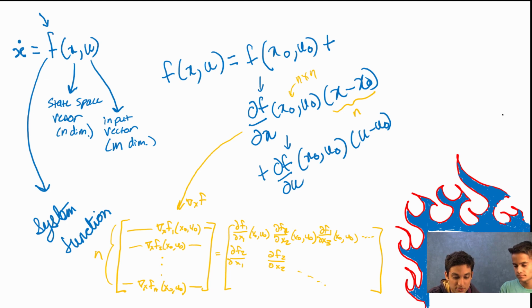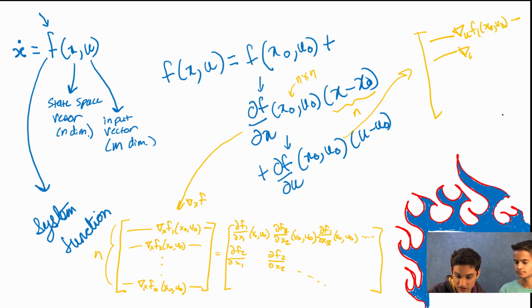We construct a Jacobian with respect to u in a similar way. So this would be, to use Savant's notation, the gradient with respect to u of f1 at x0, u0, with respect to u of f2 at x0, u0, and so on. And since the input is m-dimensional and the output is n-dimensional, you expect this to be an n by m matrix, which kind of makes sense, right? Yeah. Cool.